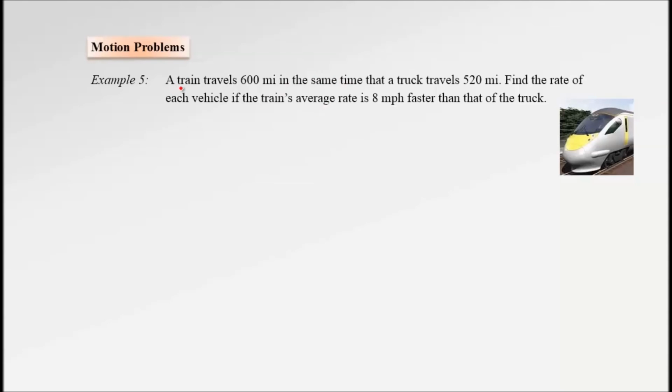We know we have two objects, a train and a truck, moving. The first thing that comes to my mind when I read a motion problem is the formula rate times time equals distance. This is a formula that you absolutely must remember. Rate times time equals distance, a golden rule that will help you to solve any motion problem. Secondly, let's see what the question asks for. Find the rate of each vehicle. That means both rates, the rate of the train and the rate of the truck.